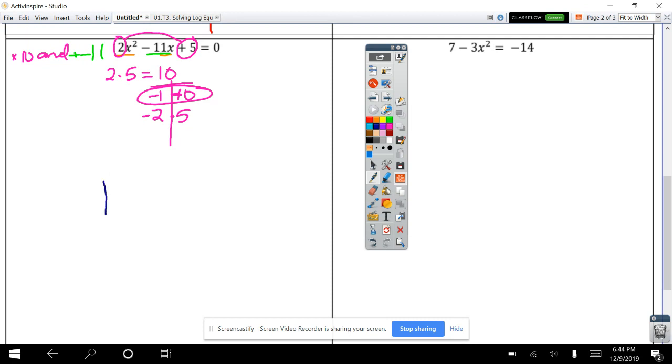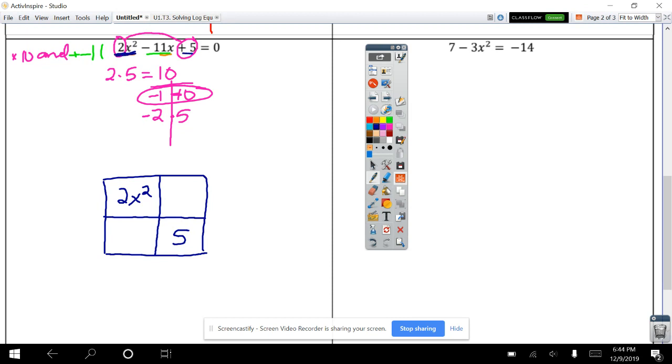We need to now make our box. So we make our box, split it into 4. The easy parts to remember are always that 2x squared, or whatever the x squared term is, goes in the upper left, and positive 5 goes in the bottom right. So 2x squared and positive 5 go in those spots in the box.